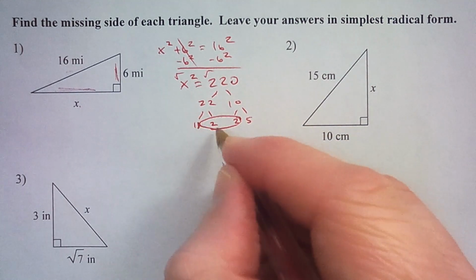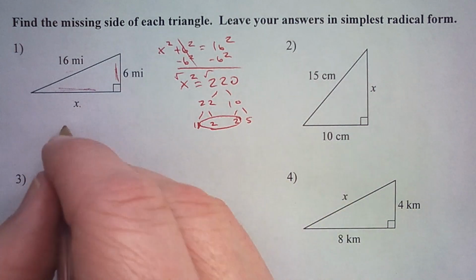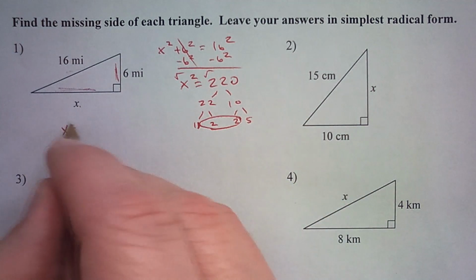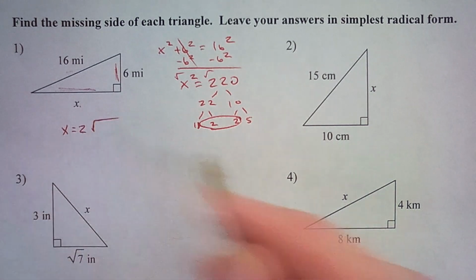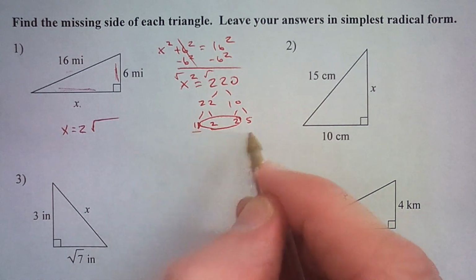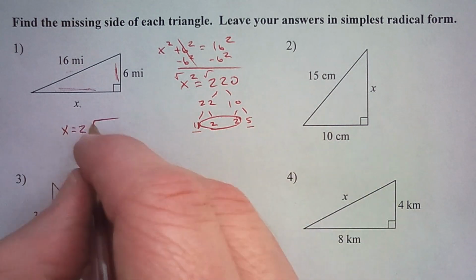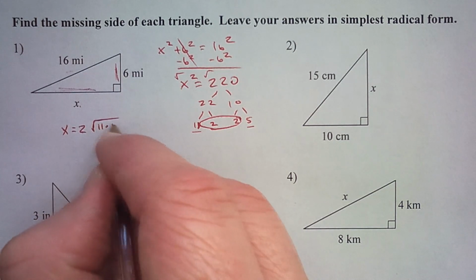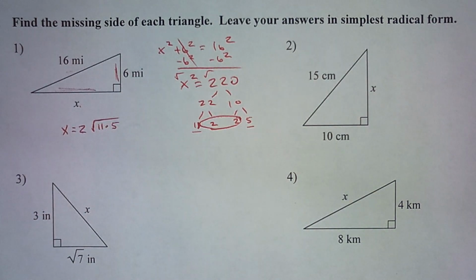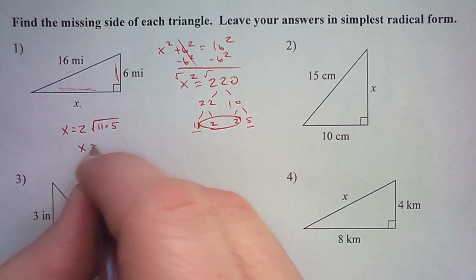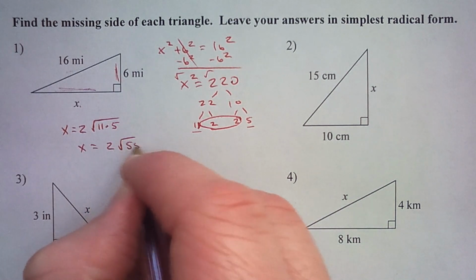So we've got a pair of 2's, that's going to come outside, so x equals 2 times the square root of, and then 11 and 5 will stay inside, so 11 times 5. So x is 2 times the square root of 55.